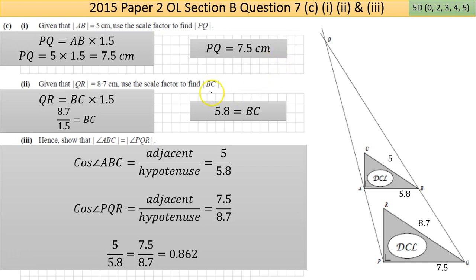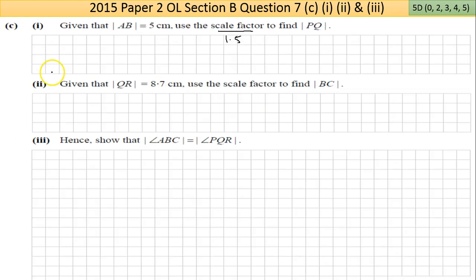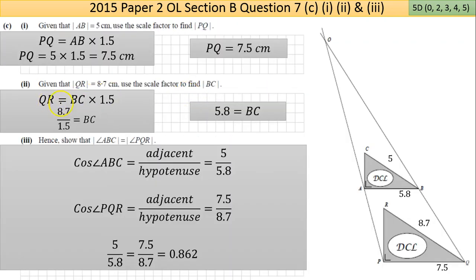Or just be less frustrated marking your paper. So that's part 1. So I'll go back here now. Part 2. Given that the length of QR is 8.7, now remember QR is the enlargement, use the scale factor to find BC, which is the original, the smaller shape. Okay? So I'll show you here, you probably saw already.